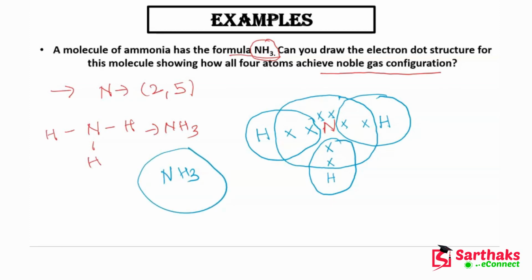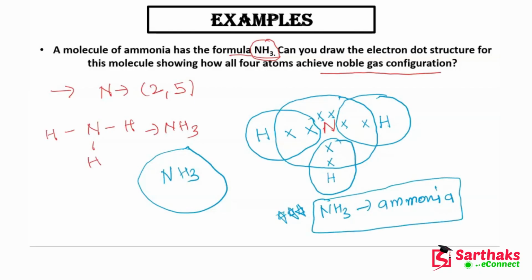So I hope guys this formula and this electron dot structure is clear to you, and this NH3 is known as ammonia. This is a very important chemical. You have to remember it. This will come many times in the upcoming slides. Now guys, if it is clear to you, let's move on to the next slide and talk about the remaining things.